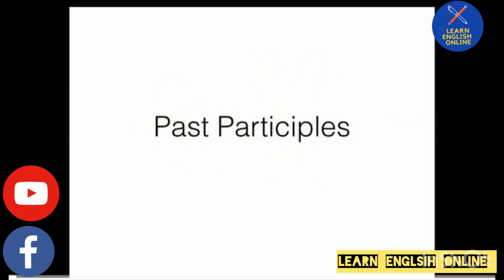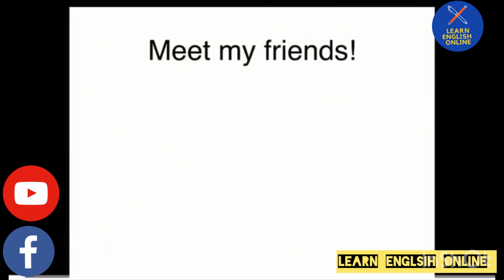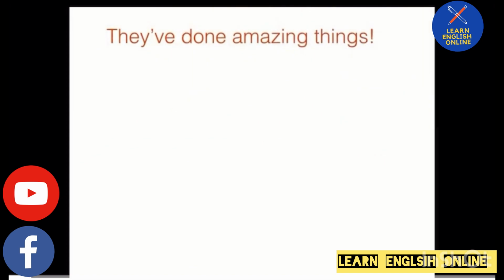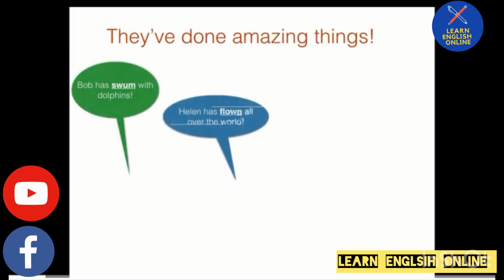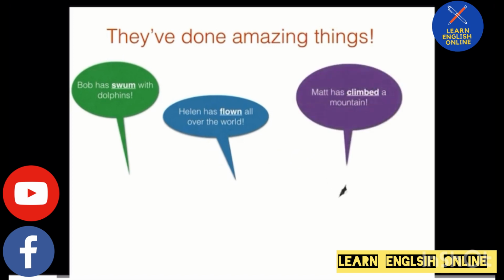Past participles. But first, I want you to meet some friends of mine. They have done some amazing things. For example, Bob has swum with dolphins. Helen has flown all over the world. And Matt has climbed a mountain.